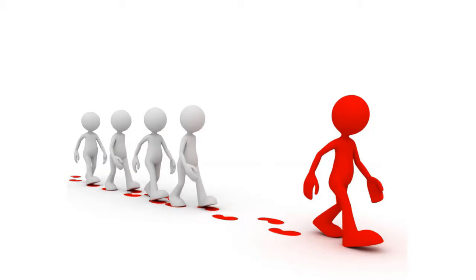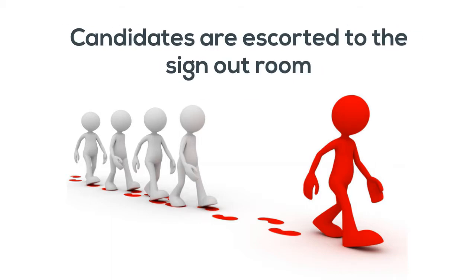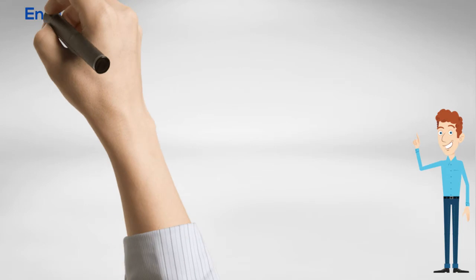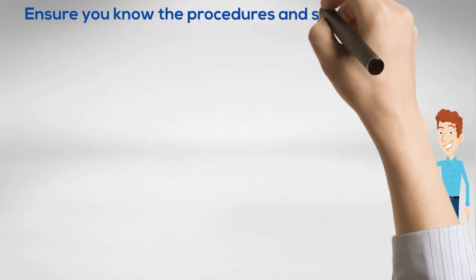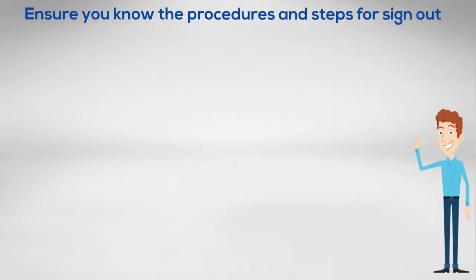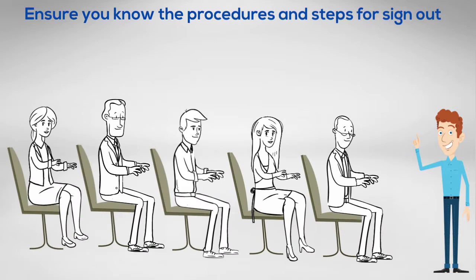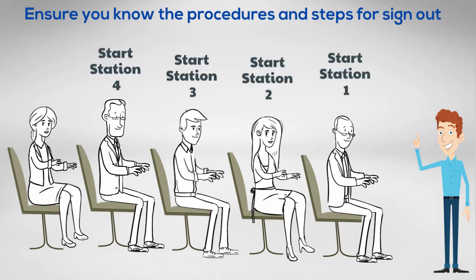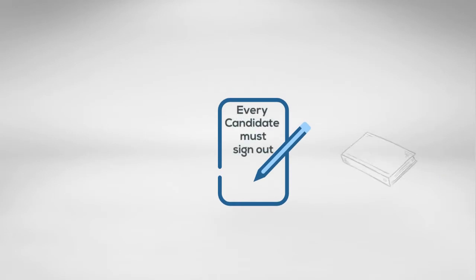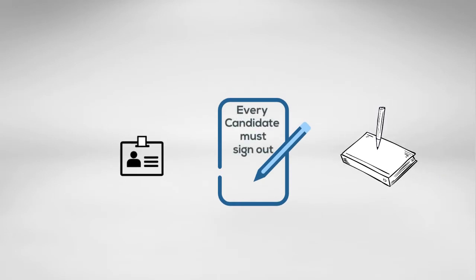As a group leader, you will be required to escort your group of candidates to the sign-out room once the exam is finished. There may be either sequestering or debriefing that occur at this time, and it is your responsibility to ensure that you are aware of the procedures required. In order to sign out the candidates, you will need to follow these steps. Have the candidates remain in station order. They must sign out on the sheets provided. The candidate notebook, badge, and pencil will be collected.